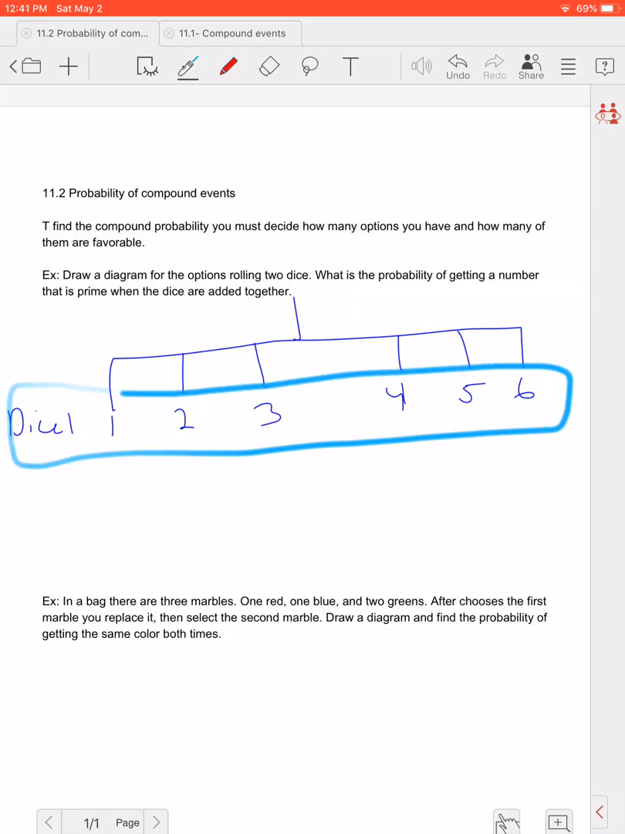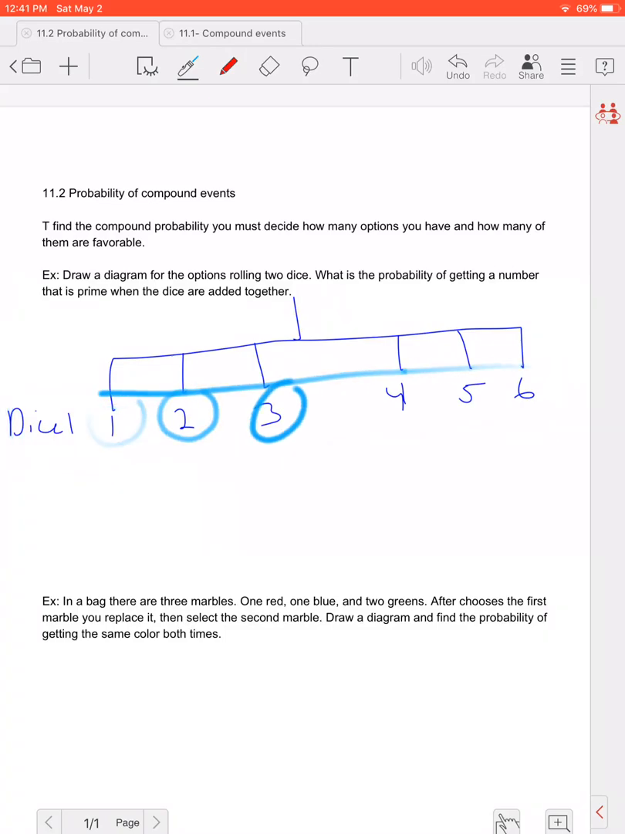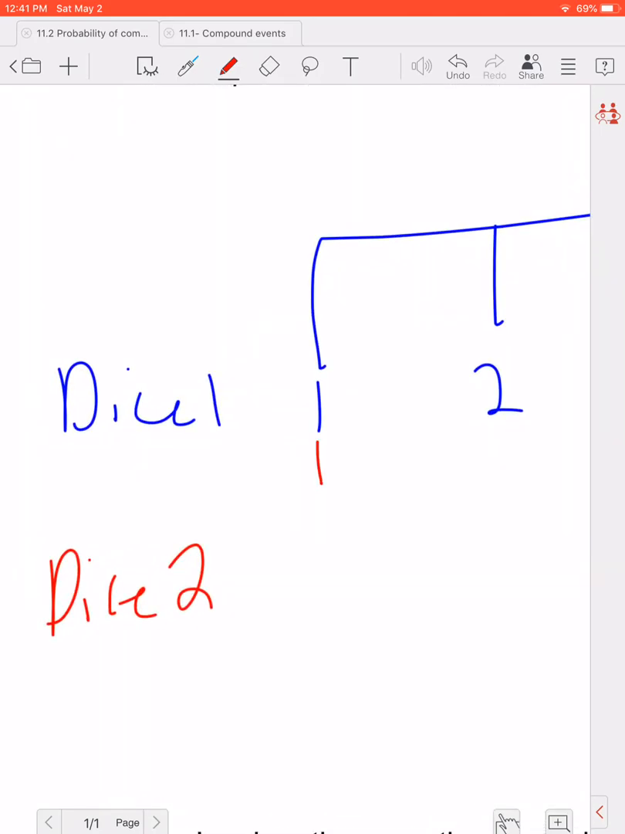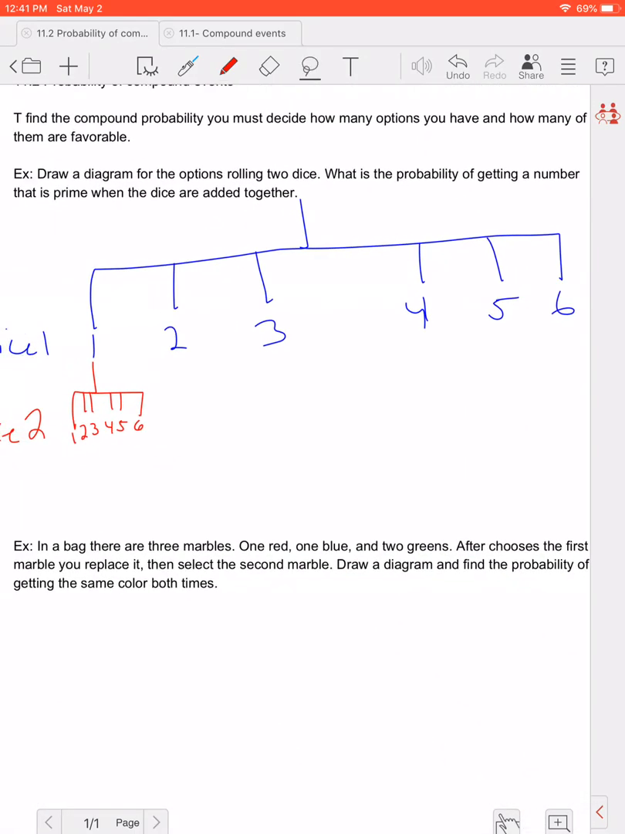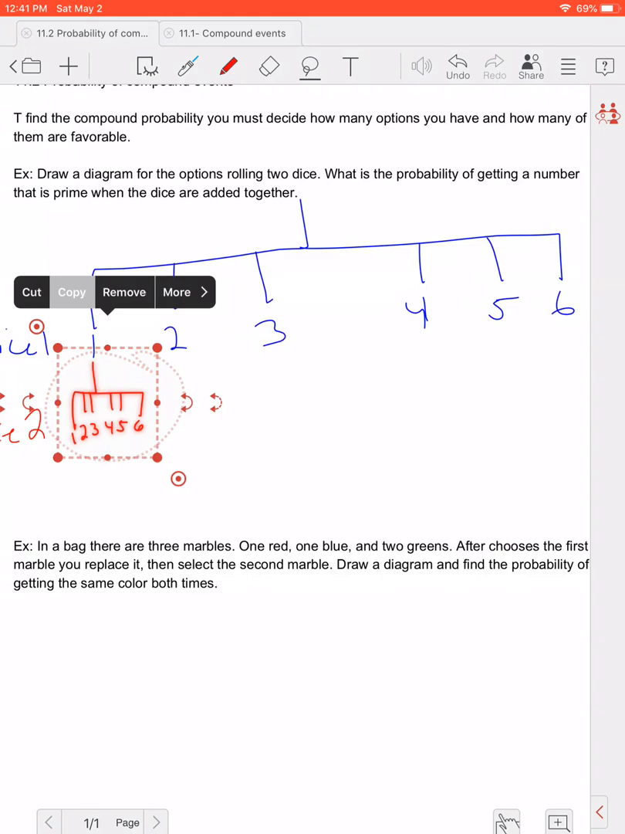So for dice number 1, I could roll the number 1, 2, 3, 4, 5, or 6. Now for my second dice, if I roll a number 1 the first time, I could again roll a 1, a 2, a 3, a 4, a 5, or a 6. And same thing with 2, 3, 4, 5, and 6. So I'm just going to copy here, make my life a little bit easier.